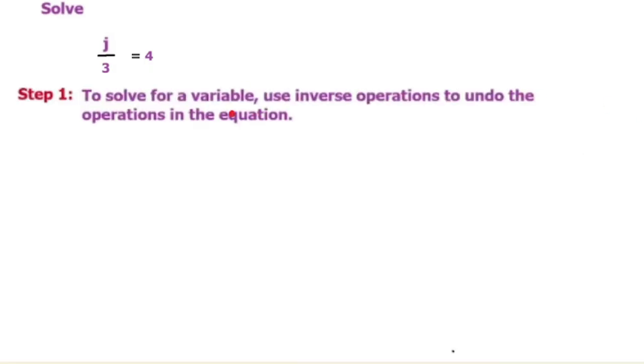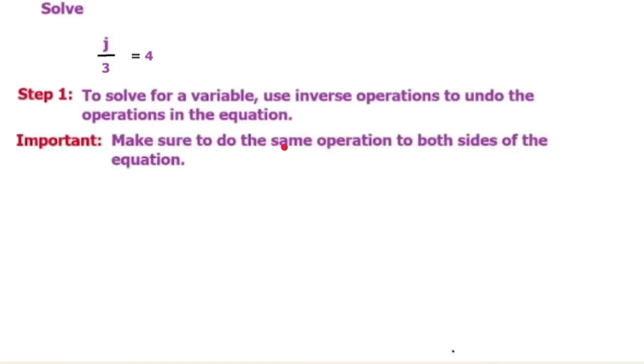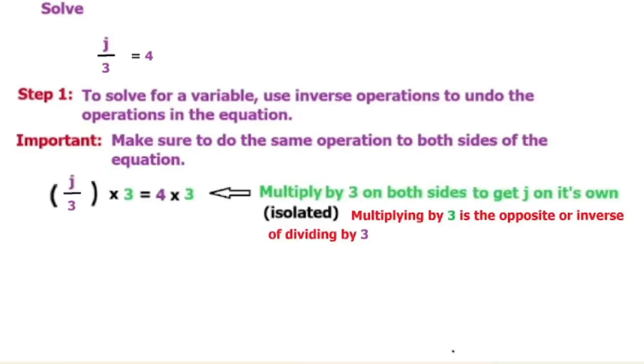So the first step, to solve for a variable, use inverse operations to undo the operations in the equation. And I will show you that in detail in just a second. And it's important to make sure to do the same operation to both sides of the equation. So whatever inverse operation you do to this side, you also have to do the same one to this side of the equal sign. Okay, that's very important.